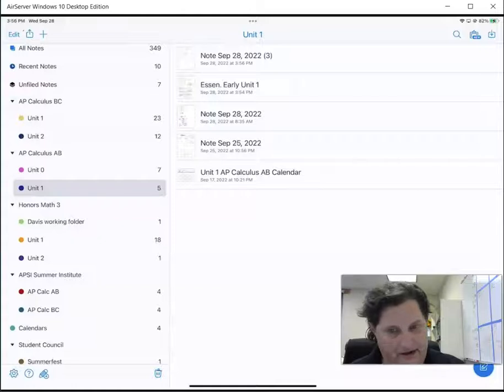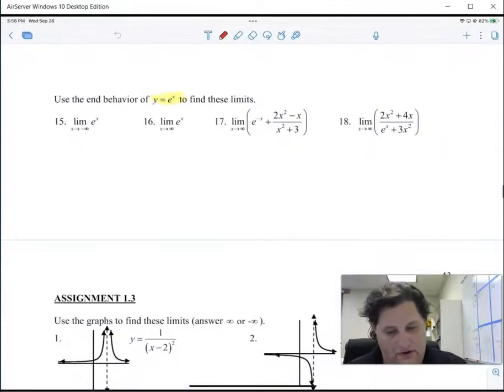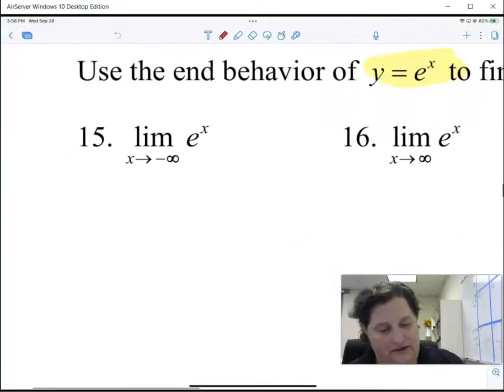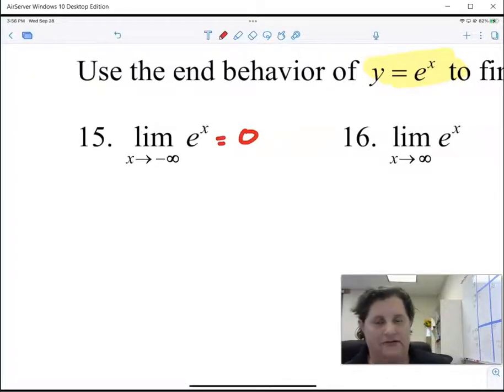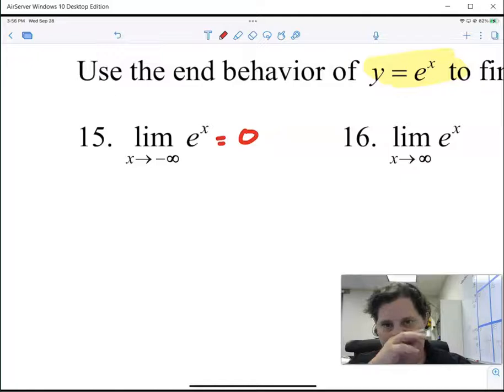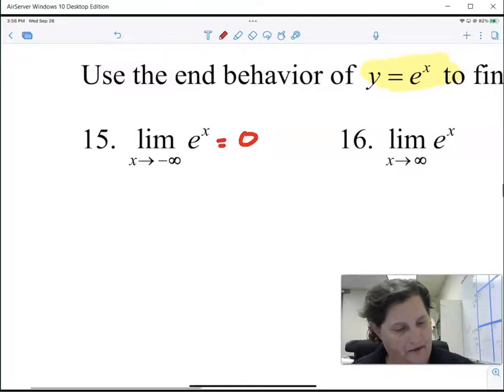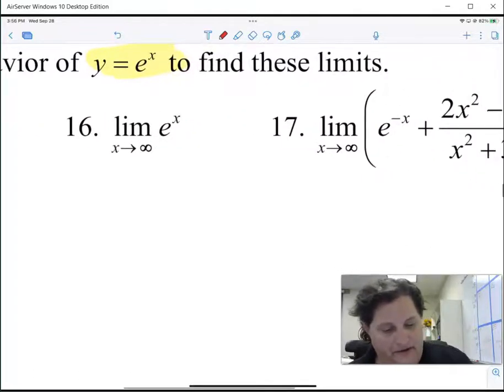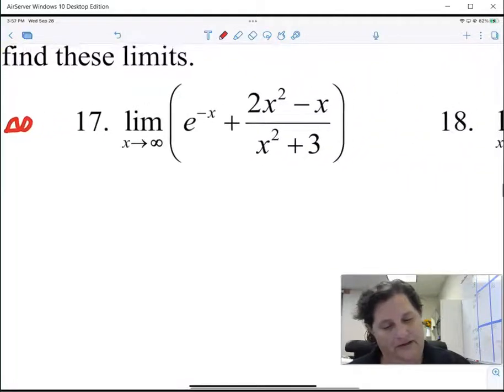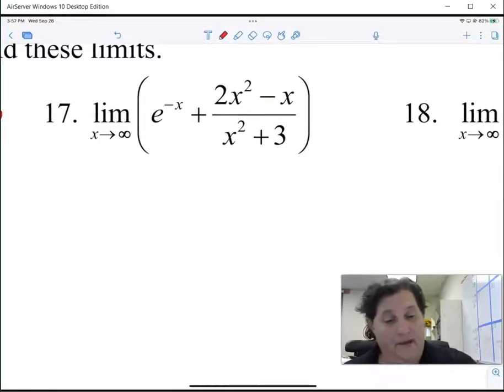All right, check it out. Well, we just did this one. e to the negative infinity goes to 0 if you know what the graph looks like. Also, another way to think of it is 1 over e to a very large number. Okay, e to the positive infinity goes to infinity because we remember what the graph looks like. Okay, now let's do this.